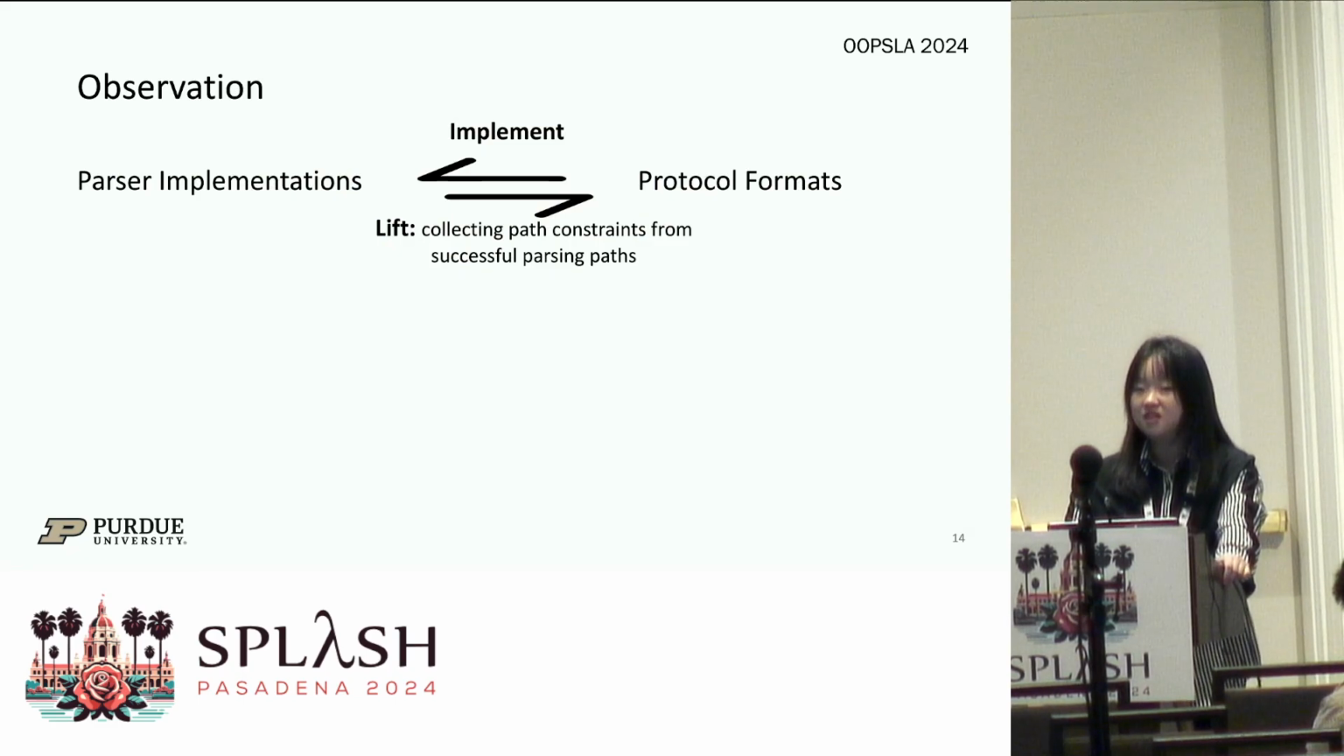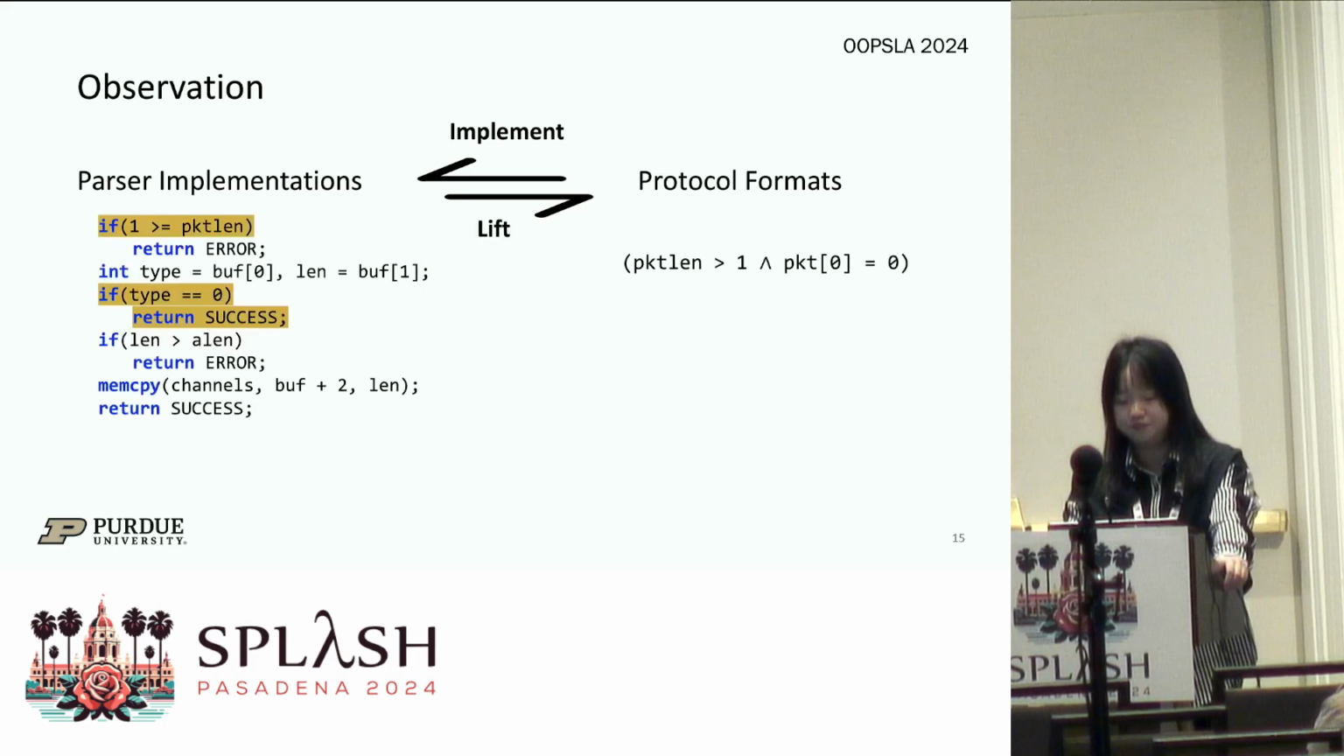As we know, parser implementations implement protocol formats, and on the other hand, the protocol formats can also be inferred from the source code. This is done by collecting parse constraints from successful parsing paths. And we can see an example for that.